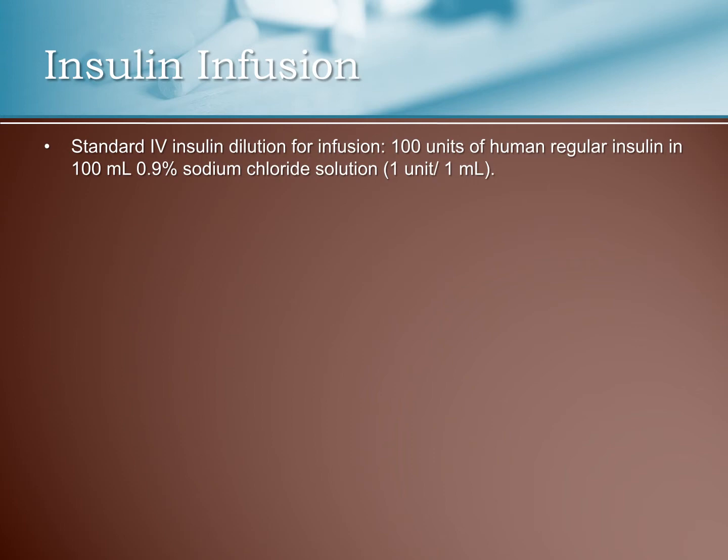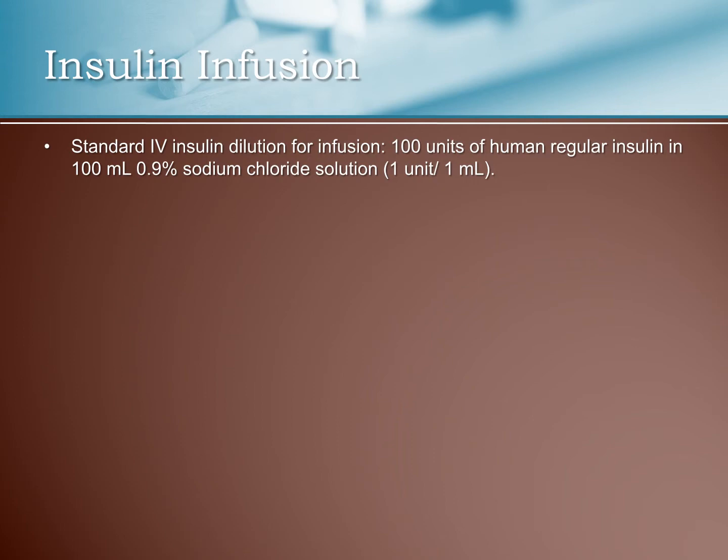U-500 is more concentrated and provides 500 units of insulin per milliliter. This highly concentrated insulin is prescribed for individuals who are severely resistant to insulin and require very large doses. Insulin may be administered intravenously to treat individuals with extremely high blood glucose levels. Most intravenous protocols use regular insulin. However, several other rapid-acting insulins, such as insulin aspart and insulin glulisine, may also be infused intravenously.